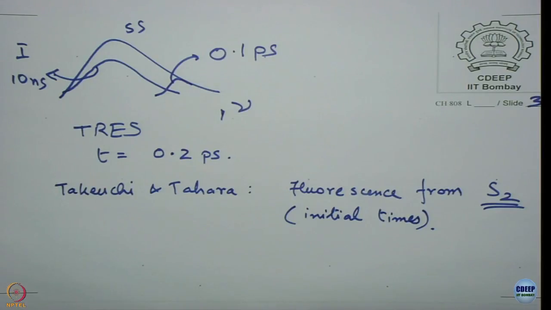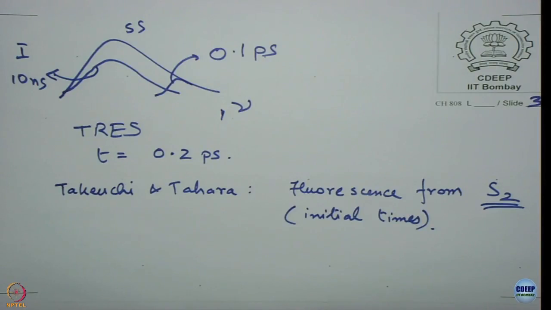So, we are not saying Kasha's rule is wrong. We are not saying that the Jablonski diagram we had drawn is wrong. All we are saying is that it holds strictly only when you do steady state spectroscopy. When you do time resolved spectroscopy, then you can actually see things that are relaxing on a very fast time scale and therefore are not observed in steady state spectroscopy.